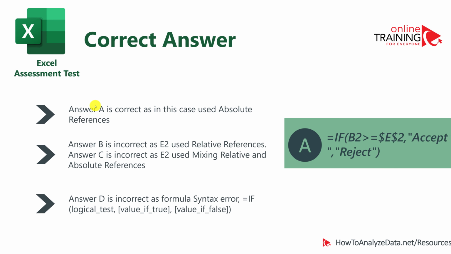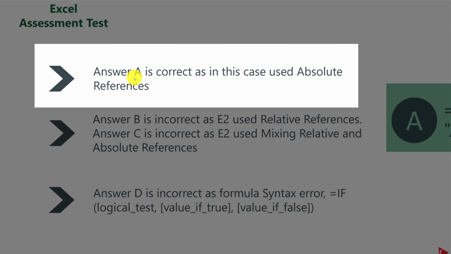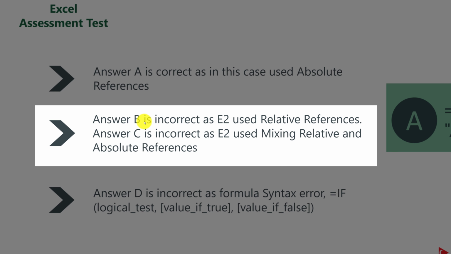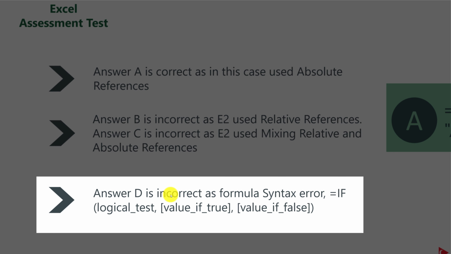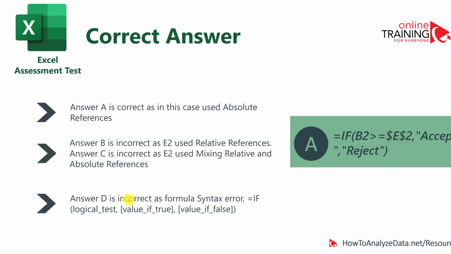The correct answer here is A, because in this case of the A, it uses absolute references. Case B is incorrect because it uses relative references. And answer D is incorrect because there is an error in the syntax of the formula here. So hopefully you've got this one right.